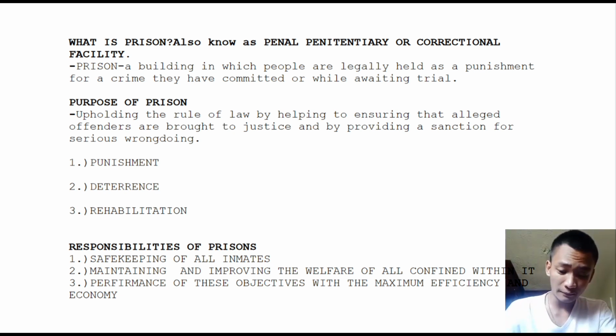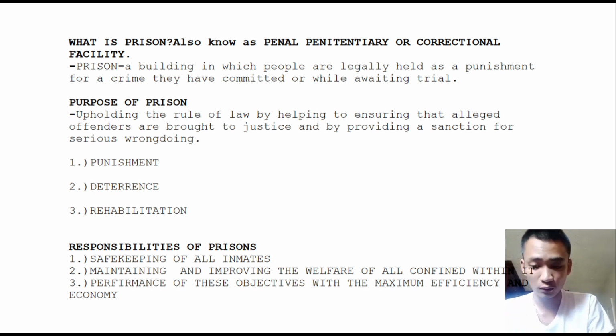Prison, also known as penal penitentiary or correctional facility. Prison is a building in which people are legally held as a punishment for a crime they have committed or while awaiting trial. Ito ang lugar kung saan dinadala ang mga taong nagkasala sa batas o mga taong lumabag sa batas. In a simple word, a building where people are forced to live if their freedom has been taken away. The main use of prison is a punishment for breaking a law.